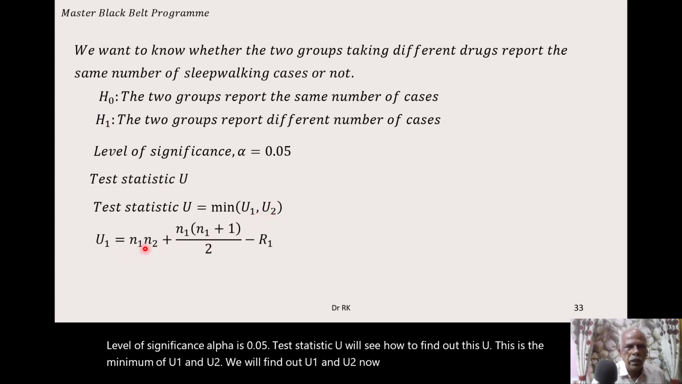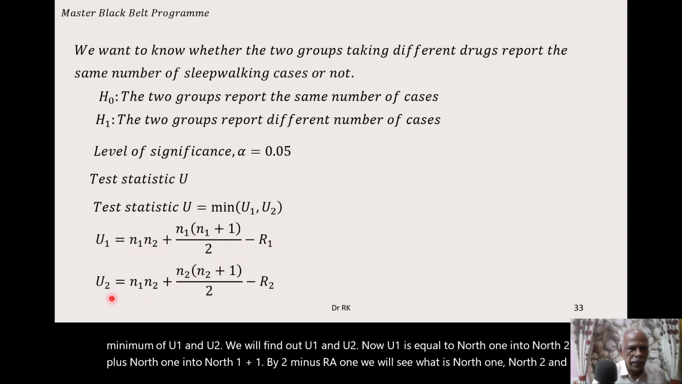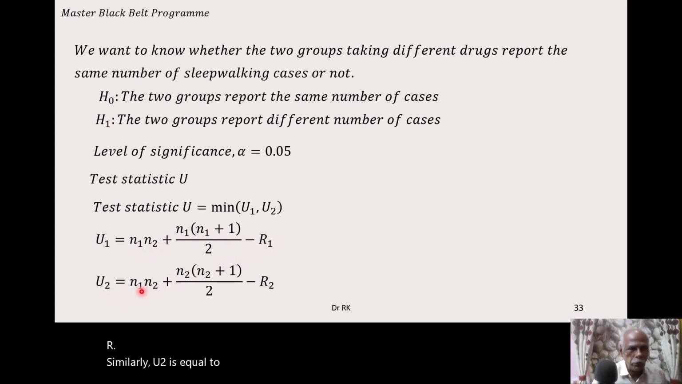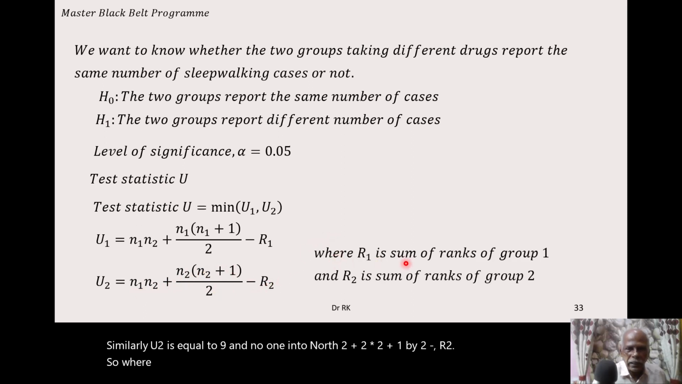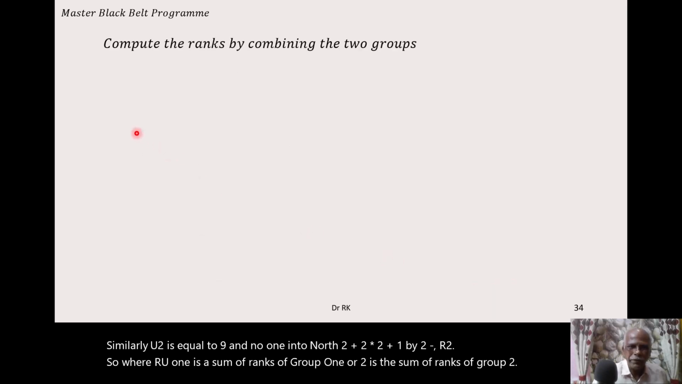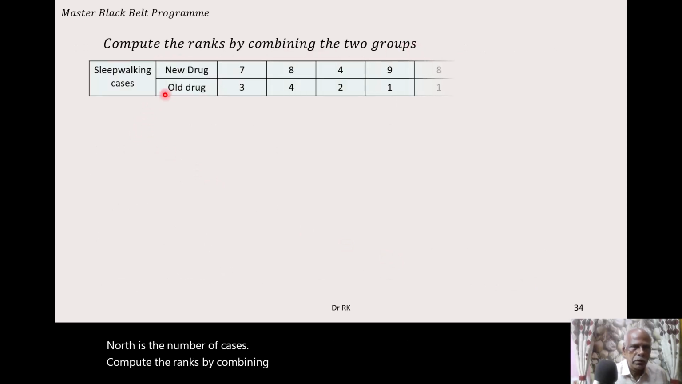U1 is equal to N1 into N2 plus N1 into N1 plus 1 by 2 minus R1. We will see what N1, N2 and R are. Similarly, U2 is equal to N1 into N2 plus N2 into N2 plus 1 by 2 minus R2. Where R1 is the sum of ranks of group 1, R2 is the sum of ranks of group 2. Right. N is the number of cases. Compute the ranks by combining the two groups.